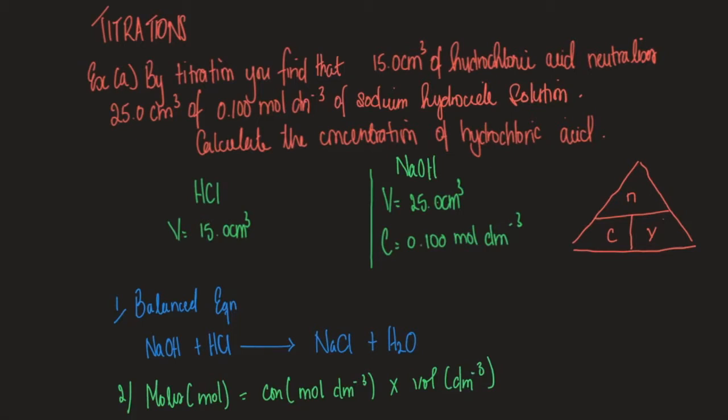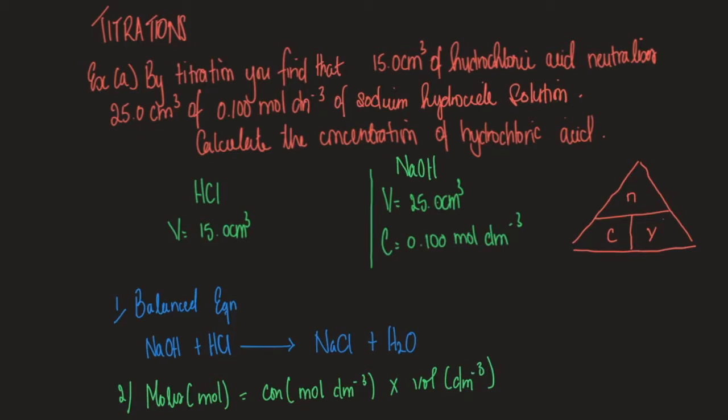The first thing we would do is to make a note of all the useful information given by the question. So for hydrochloric acid, we have the volume here, which is 15.0 cubic centimeters. And for sodium hydroxide, we have both the concentration and the volume.